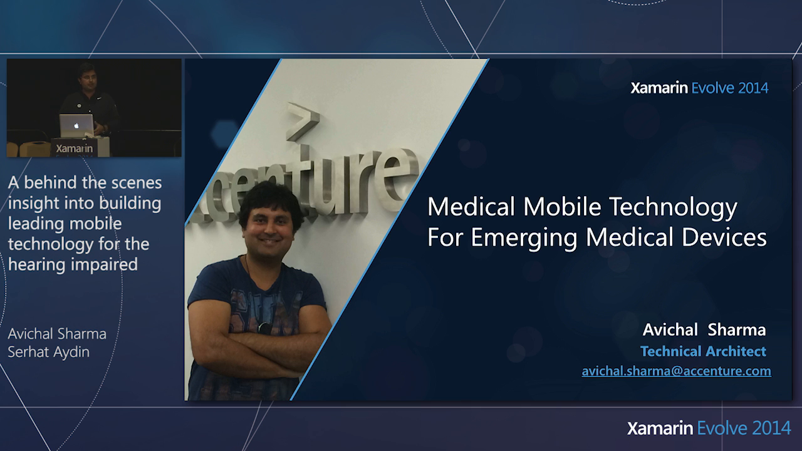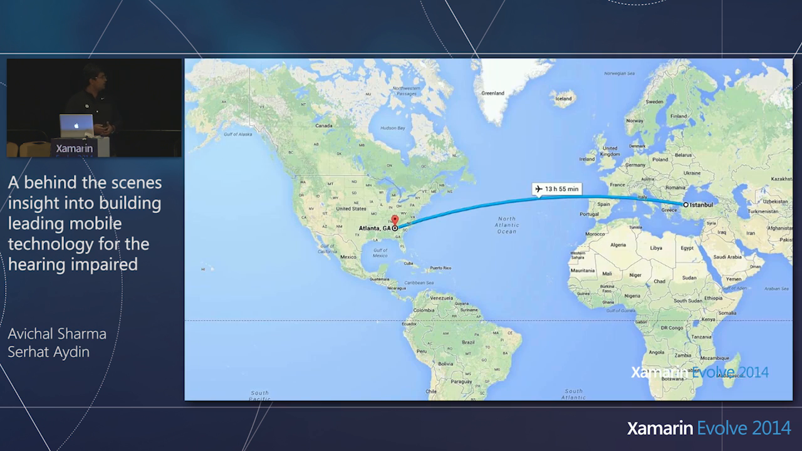Accenture is a big company. It has offices all over the world. And our Accenture office is located right there on the map. We're coming from far away. It was a 13 hours, 55 minutes flight from here. We're coming from a city called Istanbul.